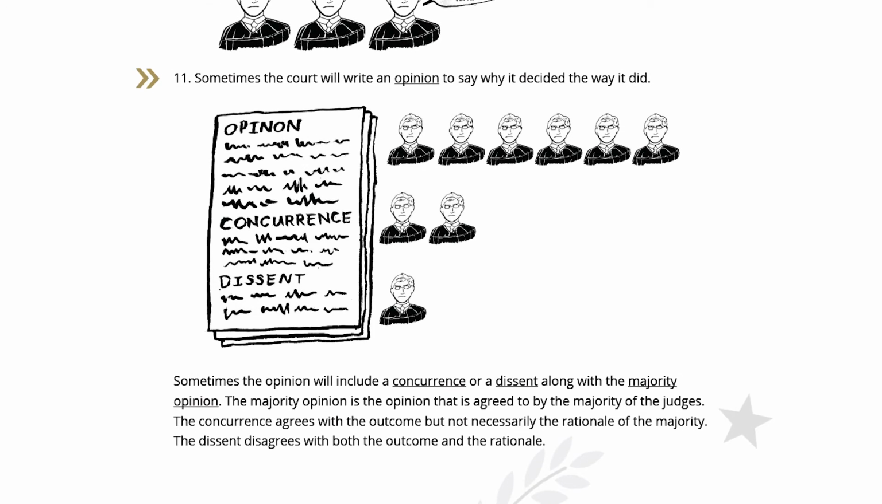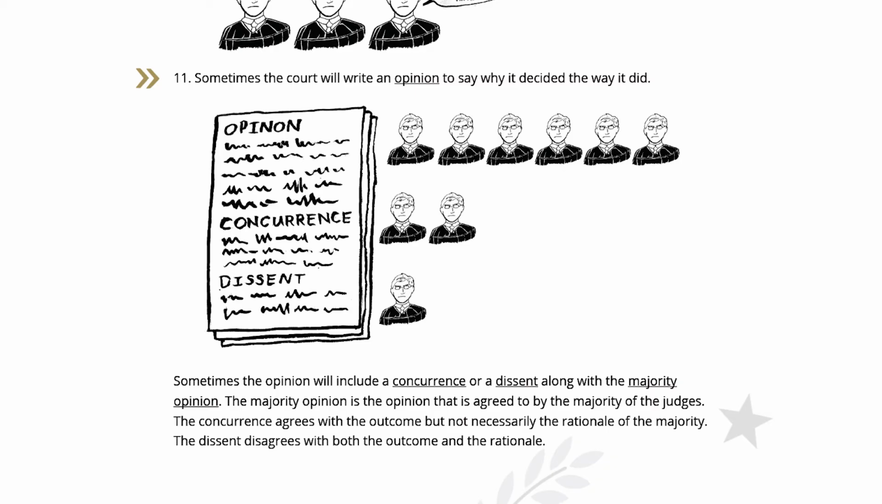Sometimes the court will write an opinion to say why it decided the way that it did. Sometimes the opinion will include a concurrence or dissent along with a majority opinion. So the majority opinion is the opinion that is agreed to by the majority of the judges. So this is like, okay, let's say 5 out of 9 judges agree with this. That's the majority opinion. The concurrence agrees with the outcome, so they concur in the outcome, but they don't necessarily follow the rationale of the majority.